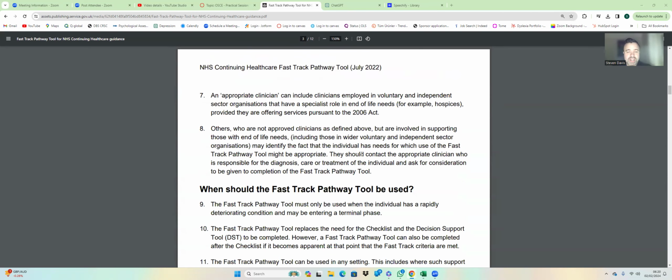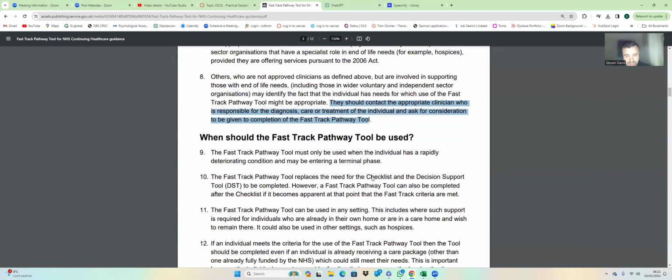An appropriate clinician can include clinicians employed in voluntary and independent sectors who have specialist roles in end-of-life needs, for example in the hospice, providing they're offering services in line with the 2006 Act. Others who are not appropriate clinicians, as defined above, but are involved in working with end-of-life needs, may identify that the individual's needs are such that the fast track pathway tool might be appropriate. And again, they should contact the appropriate clinician who is responsible for the diagnosis. So it's very clear your role is about contacting them to complete this.